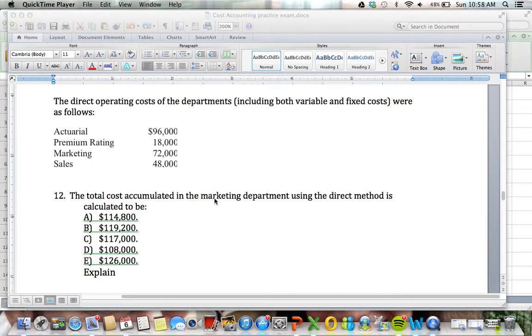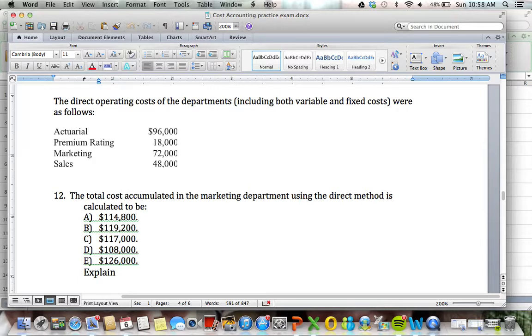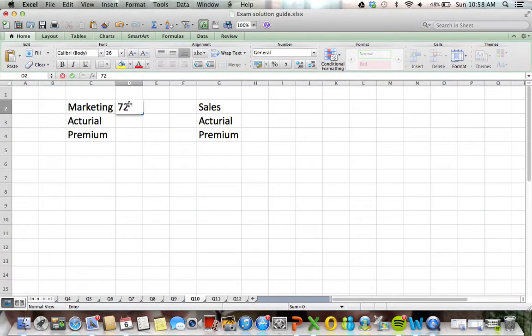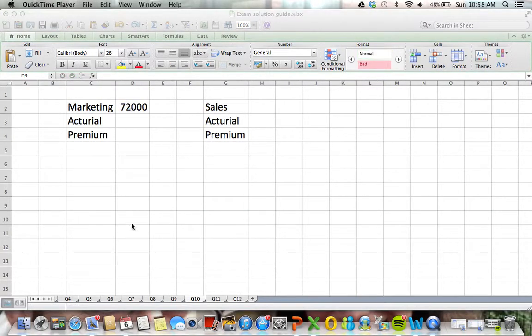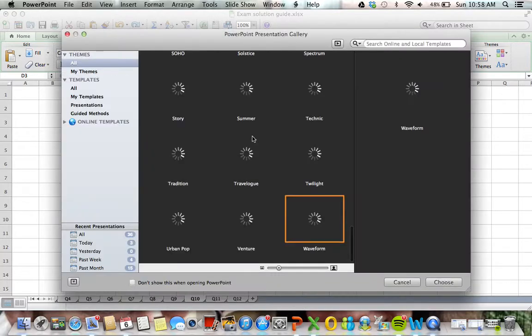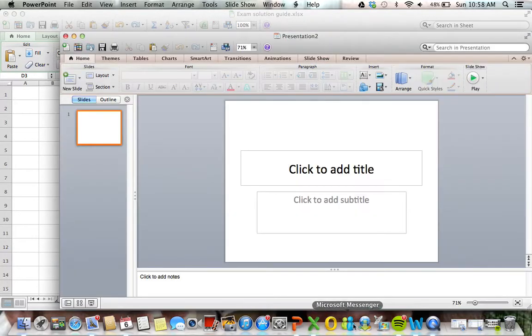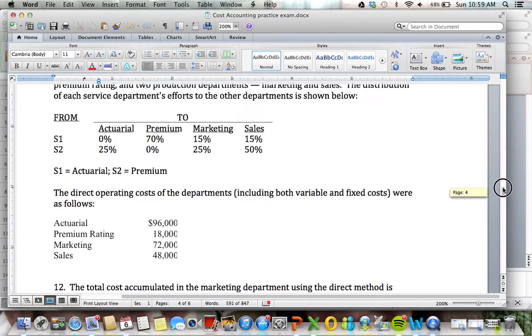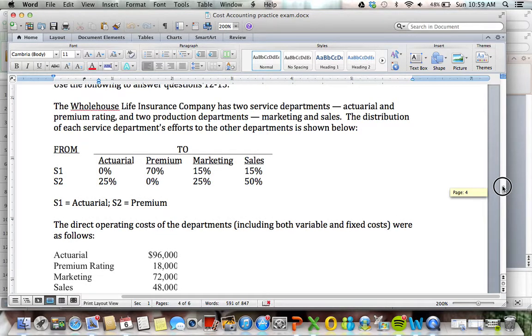So moving on to questions 12 and 13. The first part: the total cost accumulated in the marketing department using the direct method is calculated to be... So marketing cost to begin with we have as 72,000. And the actuarial department on top, the cost says 96,000. S1 is actuarial, 96,000, and S2 is premium, 18,000.